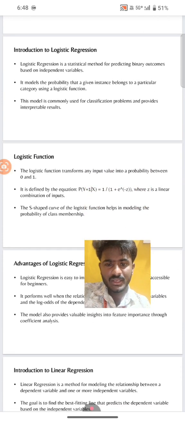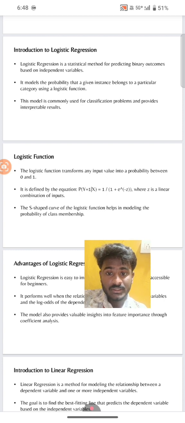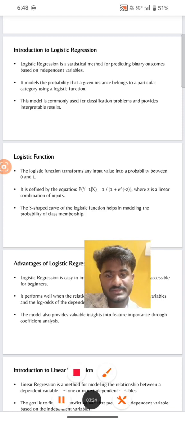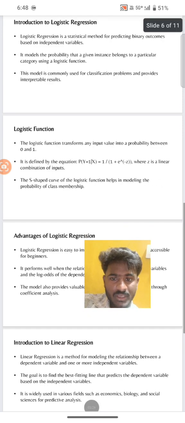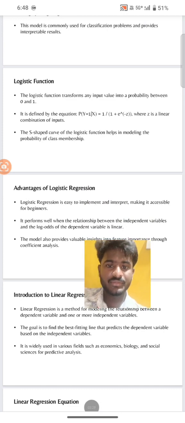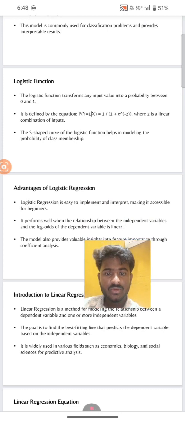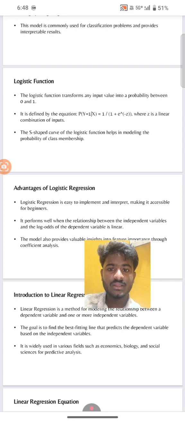Logistic function. The logistic function transforms any input value into a probability between 0 and 1. It is defined by the equation P(y=1|x) = 1 / (1 + e^(-z)), where z is a linear combination of inputs. The S-shaped curve of the logistic function helps in modeling the probability of class membership.